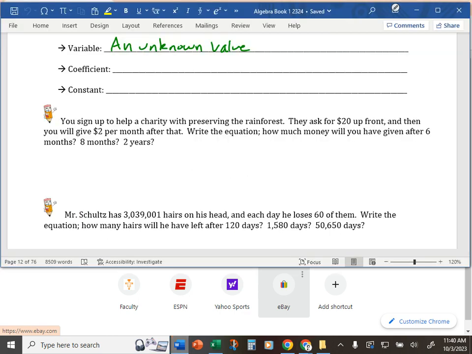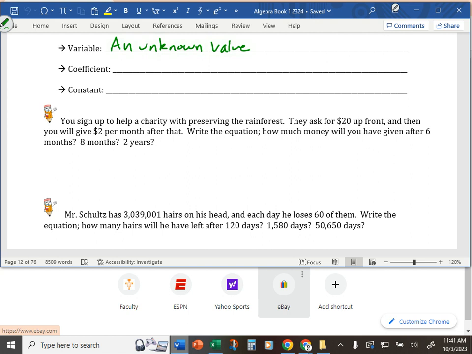So variable is an unknown value. You probably have seen this in working with variables in science before. It's what you're testing, right? When you are doing an experiment in science, oftentimes you are changing something. If you did the whole bean plant experiment in kindergarten or first grade, did you ever do that? You know, where they plant 4 bean seeds and see which one grows the tallest, and you're changing what type of soil you might be using, what type of light it receives, or whatever.